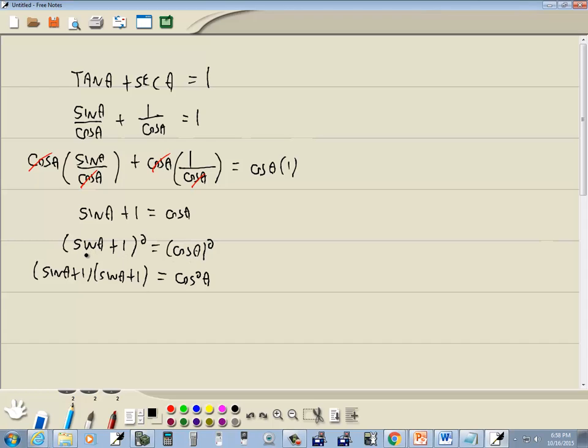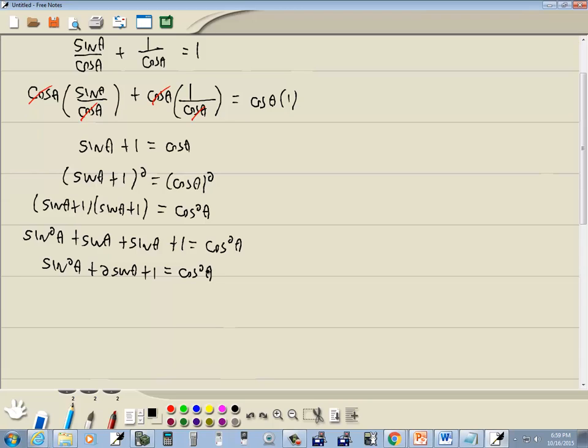Now the reason why I couldn't square the sine and the 1 is because of that plus that's in the middle there. Since that plus is there, we just have to rewrite it this way and multiply everything together. FOIL it if you learned that technique. Sine times sine is sine squared. Sine times 1 is sine. 1 times sine is sine. And 1 times 1 is 1. Equals cosine squared. So that gives us sine squared plus 2 sine theta plus 1 equals cosine squared.